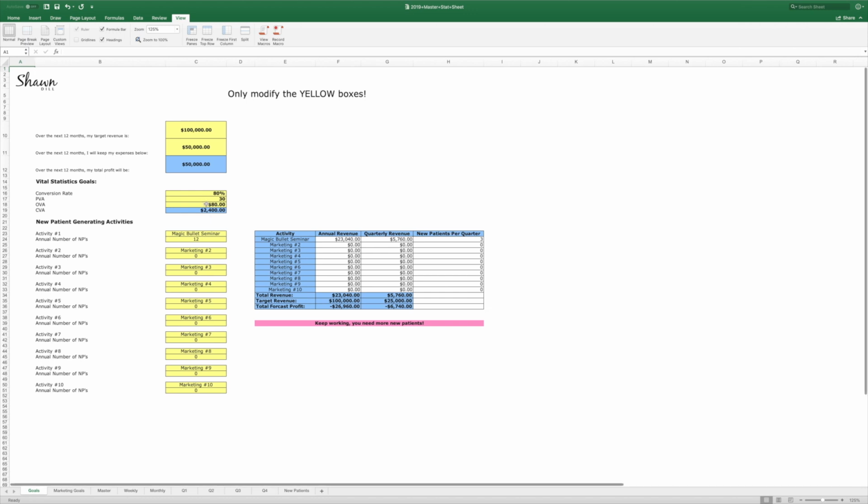So now we've got all of our numbers in place. Now what we need to do is come up with a plan on how many new patients we need to bring in the door, taking into consideration our conversion rate, our PVA, and our OVA in order to achieve this target revenue. So this is where you begin to personalize your goal sheet.